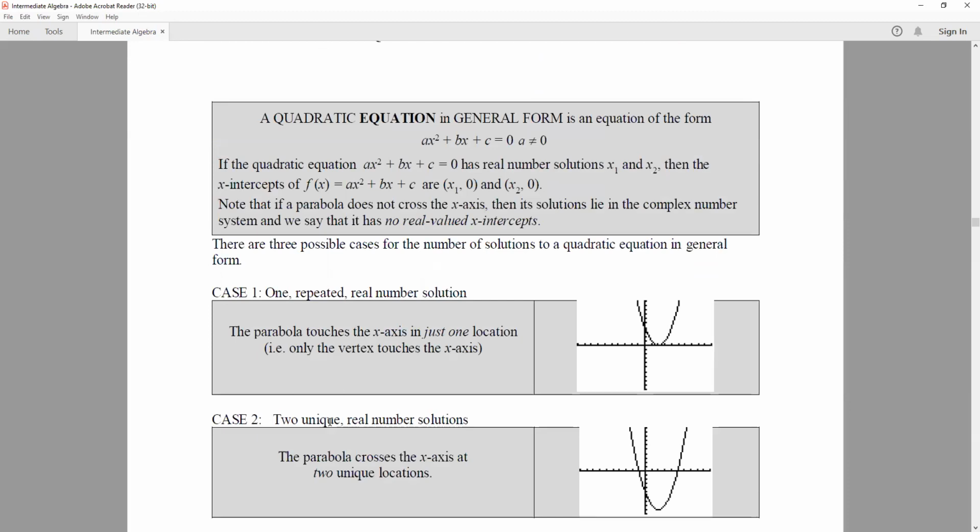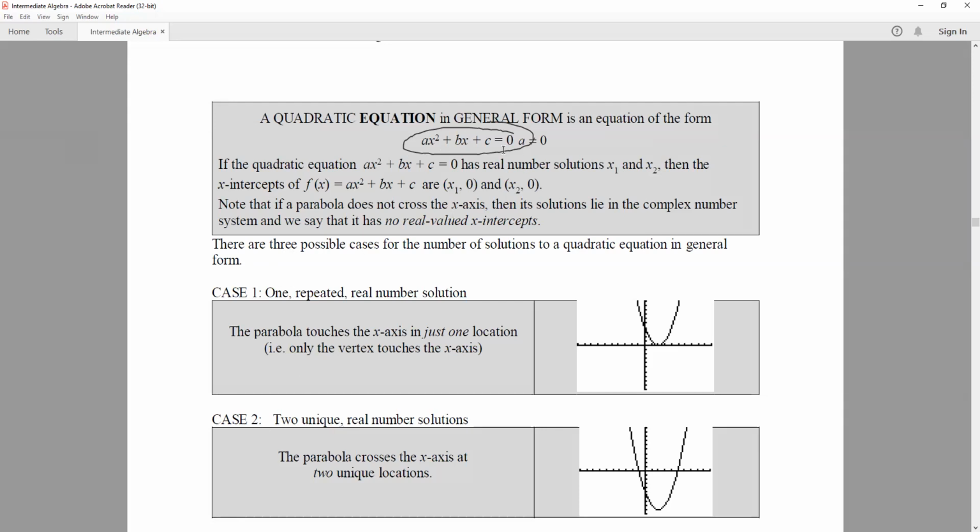quadratic equations. Now this time around, we are looking at an equation, right? So there should be an equal sign in it. We talked about this previously. So a quadratic equation has the general form ax squared plus bx plus c equals 0. Remember that a should not be equal to 0. We've talked about this previously.